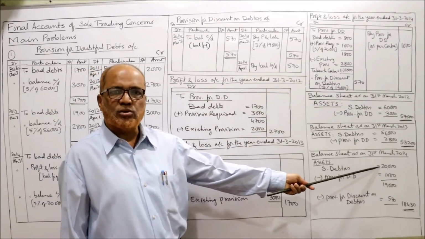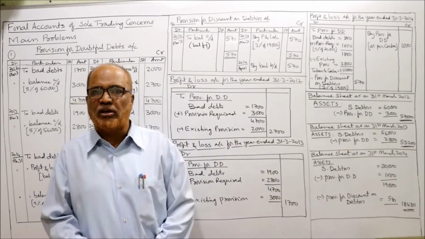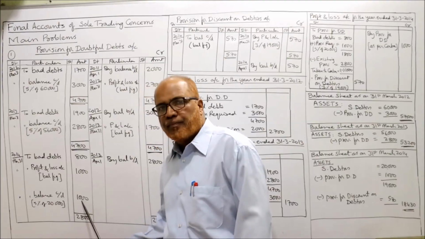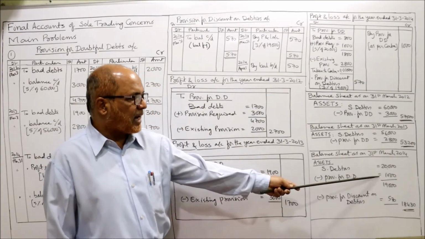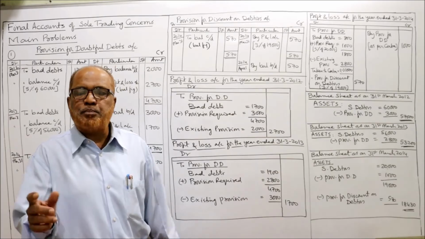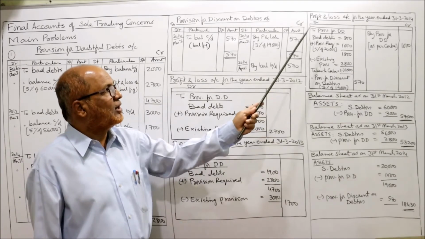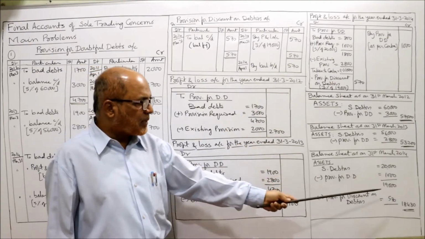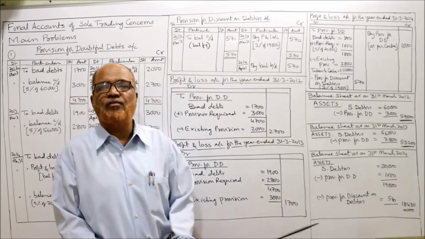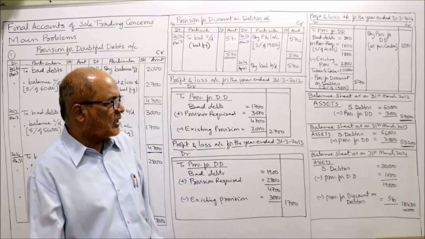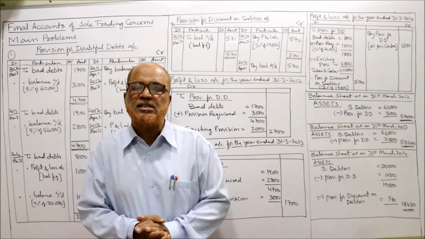Now the last year, balance sheet as on 31st March 2014. Sundry debtors are 20,000. Less new provision, 1,000. Subtract 1,000, 19,000. Less provision for discount on debtors, 570. So subtract 570, 18,430. 18,430 is the total of sundry debtors in the last year.